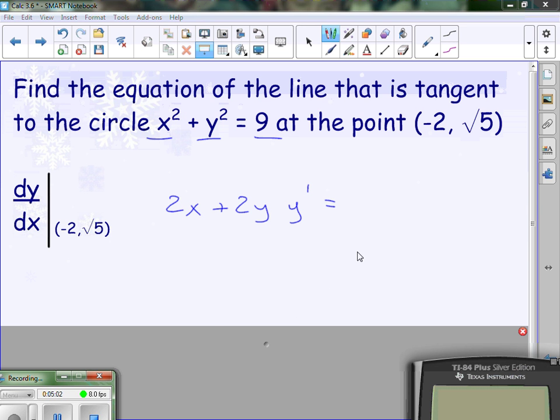Why? Because we're finding the derivative of 9. The derivative of 9 is 0. You with me? You could put this in parentheses, yeah, or y prime is multiplying. All right? Because it's with respect to x. We don't have that x there.